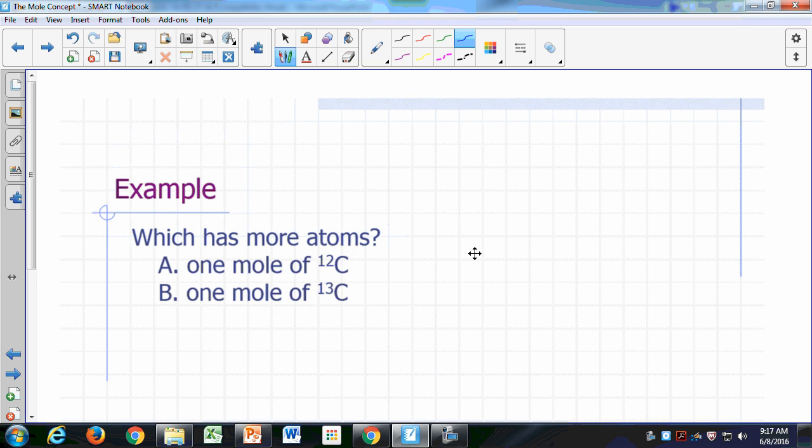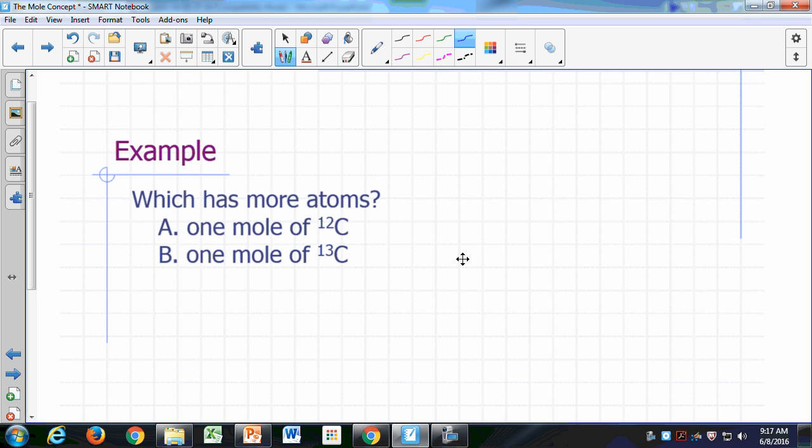So let's look at this example question right here. Which has more atoms, 1 mole of carbon-12 or 1 mole of carbon-13 atoms? They're the same because a mole, if you recall, is a count, right? So it's like saying which has more people, a dozen 12-year-olds or a dozen 13-year-olds. The 13-year-olds might be heavier than the 12-year-olds, but if you're just counting, it's the same, right?